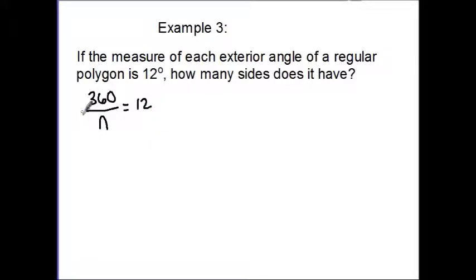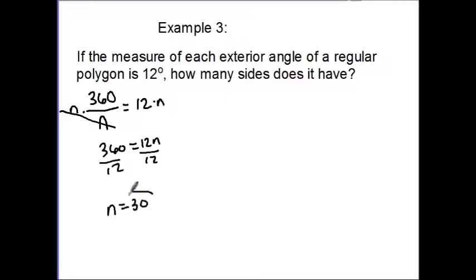Well, we can't have n on the bottom, so let's multiply both sides by n. And we're left with 360 equals 12n. Divide both sides by 12. 360 divided by 12 leaves us with n equals 30. It has 30 sides.